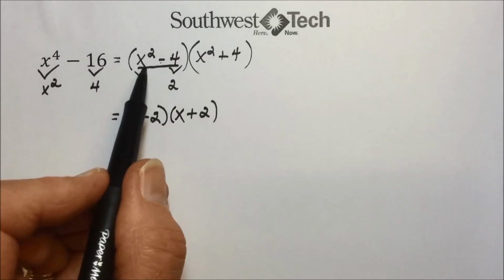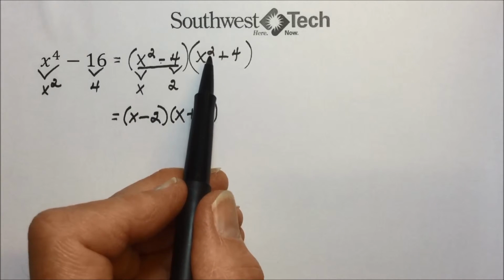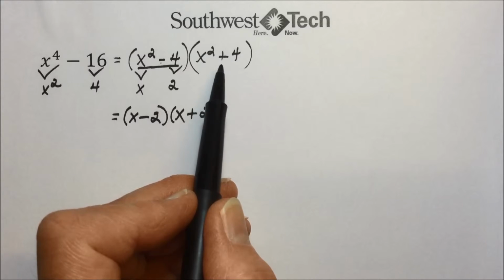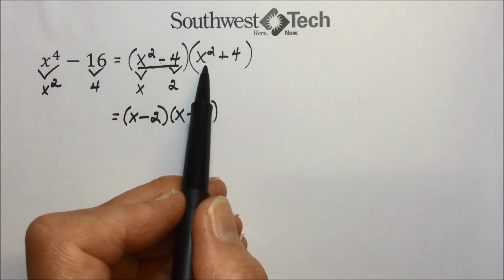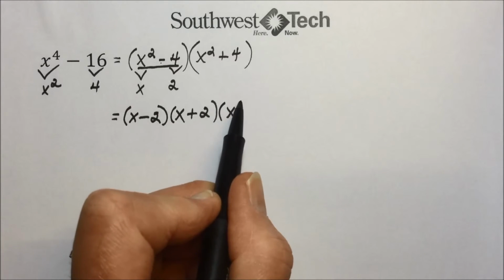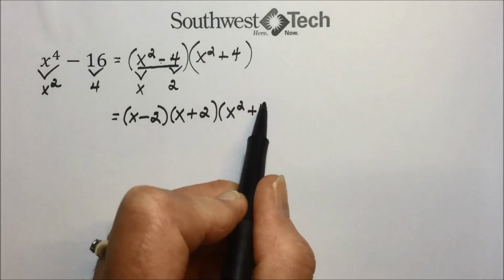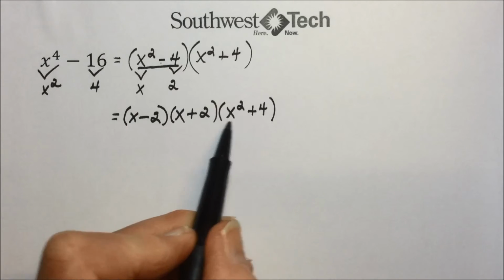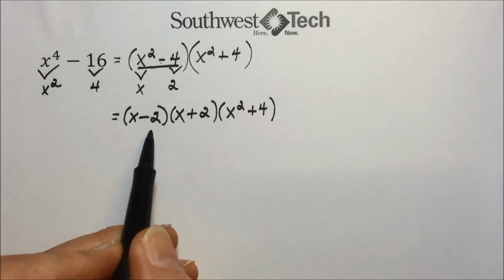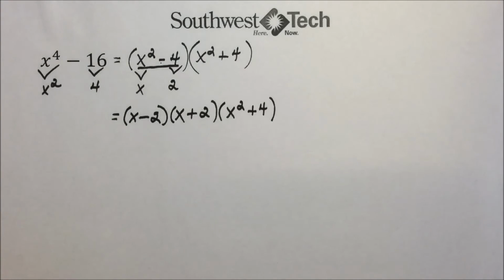That's replacing this. The next binomial, yes, it has a power higher than 1 on our variable, but it is a sum of squares, and there is no way that we can factor that. It is prime, but we also need to be sure we include that, because at any time, these binomials in this case need to multiply back together and be equivalent to the original polynomial.